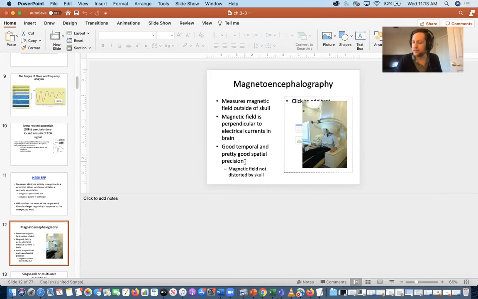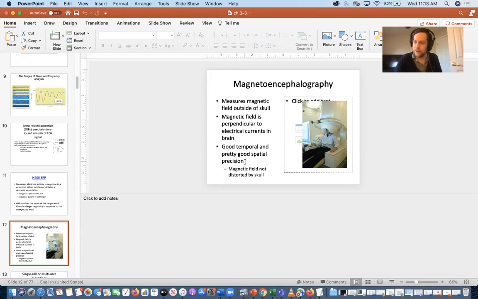EEG has very good temporal precision. That is, you can tell when things are happening with high precision, but EEG is bad at determining where in the brain the activity is coming from. MEG is a good balance of all of the other methods. It has good temporal precision. That is, it can tell about the fluctuations occurring millisecond to millisecond in the brain, and it can tell where those fluctuations are coming from with pretty good spatial precision.